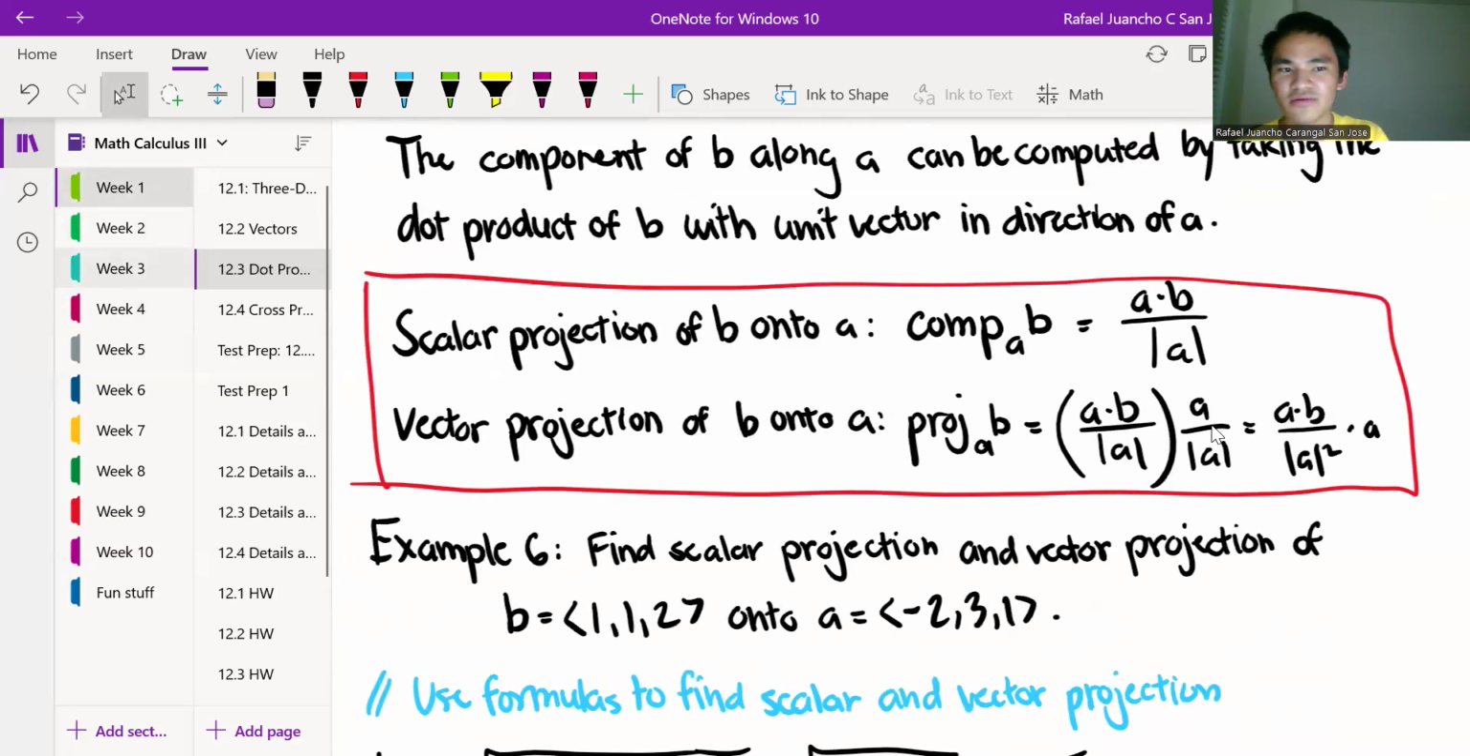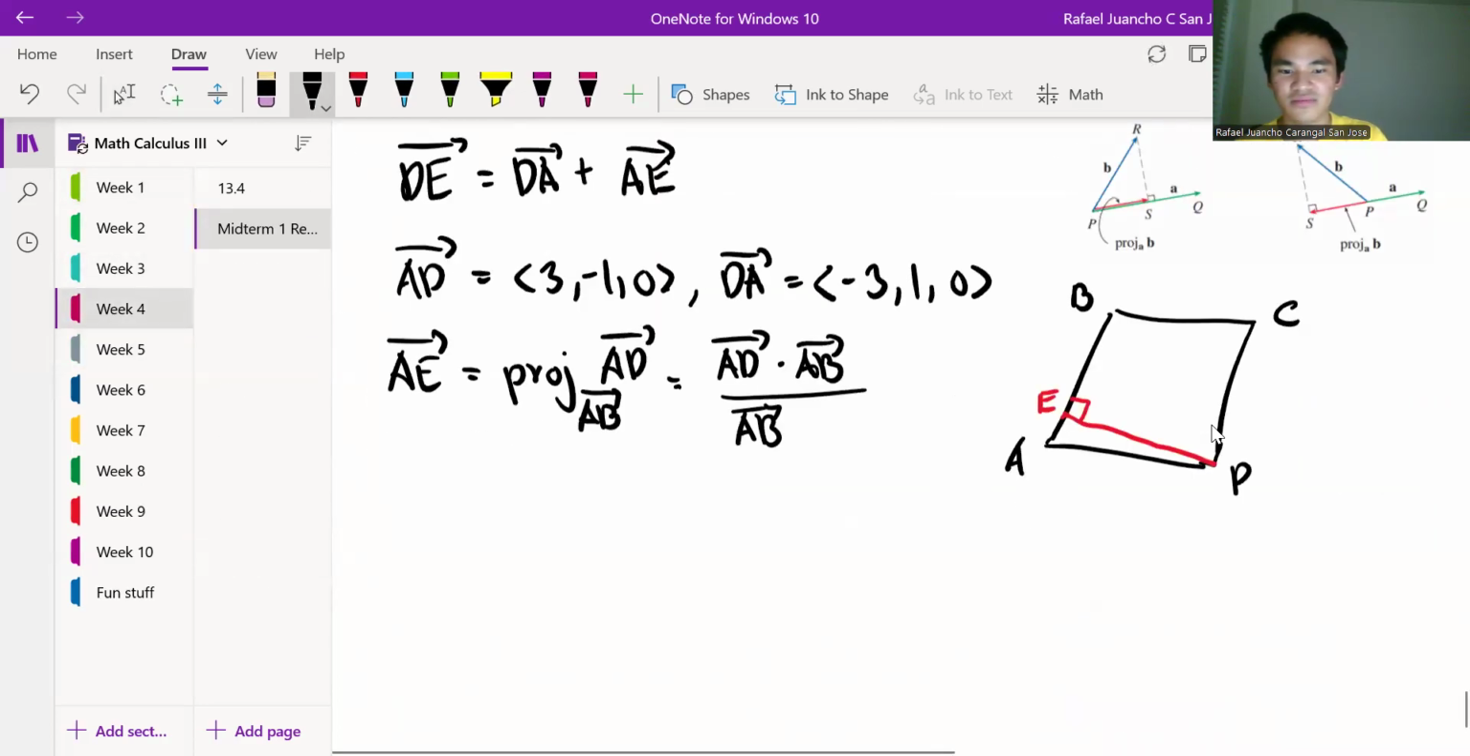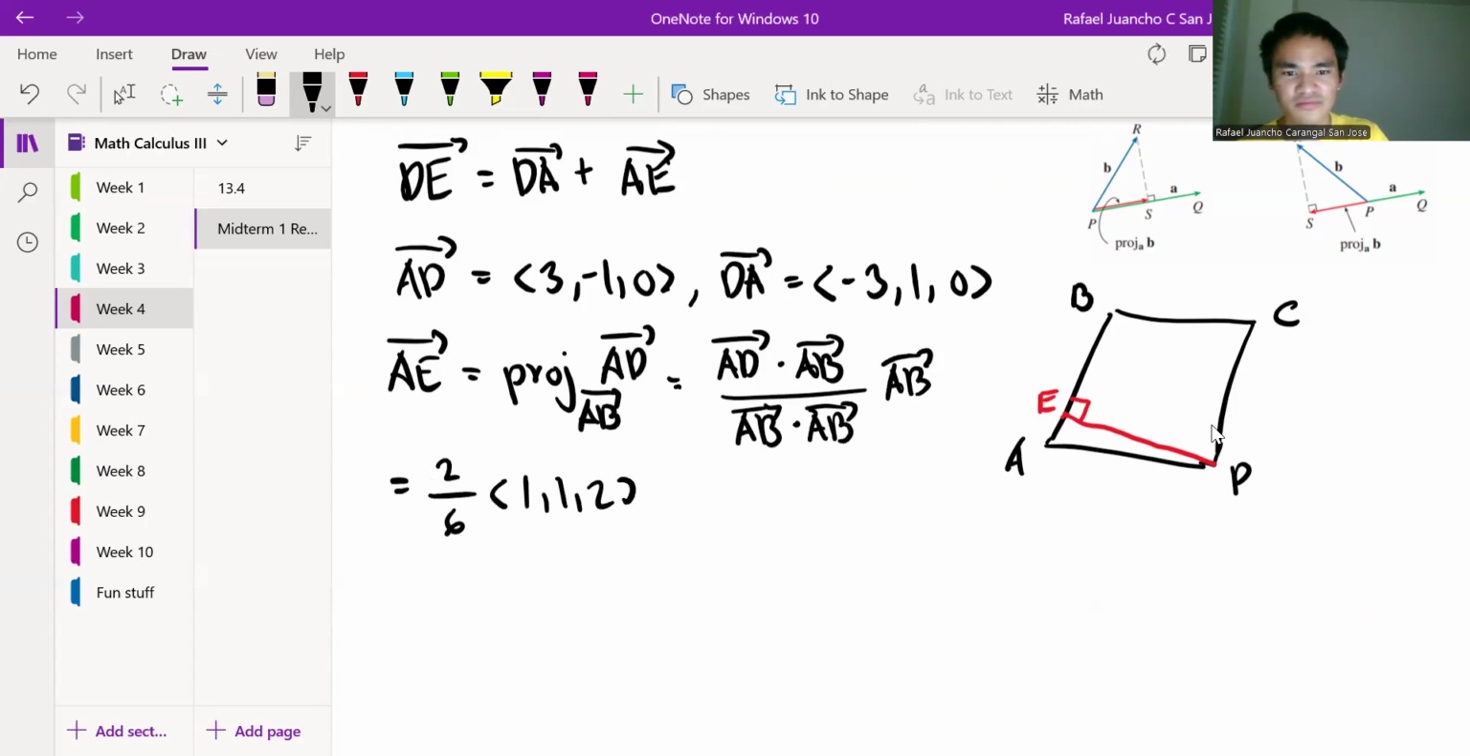Oh no, here we get the length. Okay, I'll just follow what my professor did. But I should get the same answer, yeah? And then AB here. And then this should give me 2 over 6 of 1, 1, 2. Yeah, which is just 1/3, 1/3, 2/3, I believe.